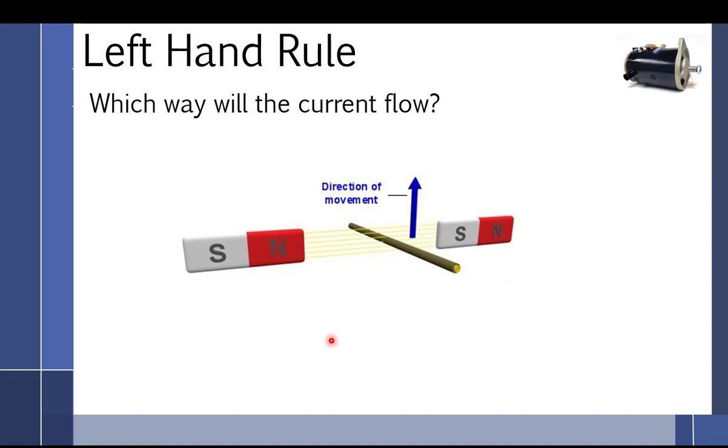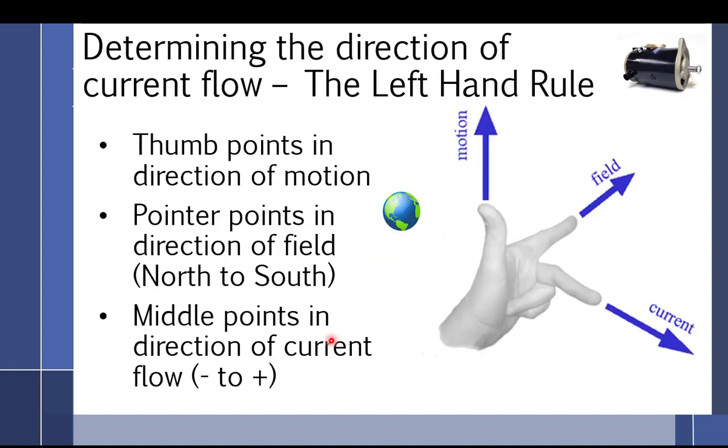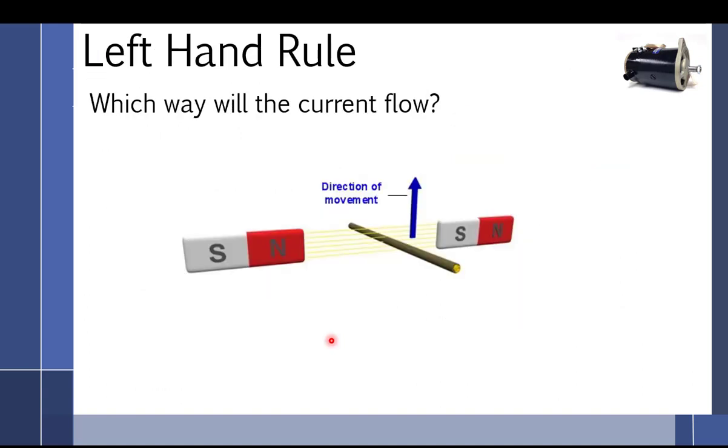No, pole, from the magnetic field. Pointer points in direction of field, north to south. And the middle is going to tell me direction of current flow. So I'm going to ask you which way does the current flow. So it's going to be this finger right here. It's going to be current flow.